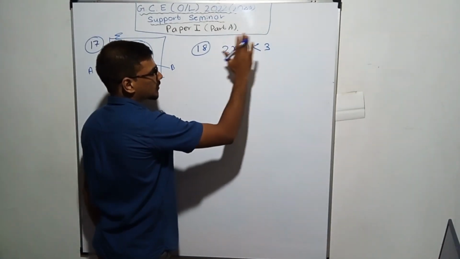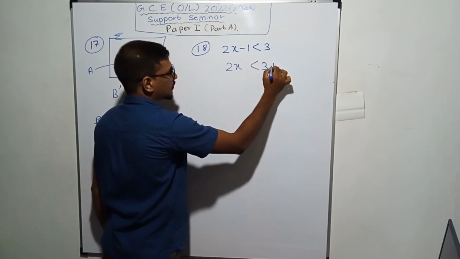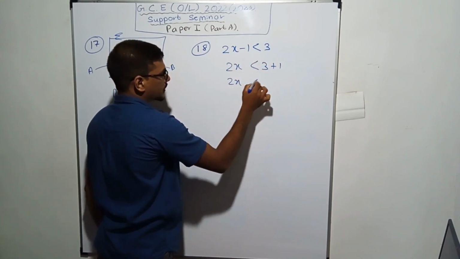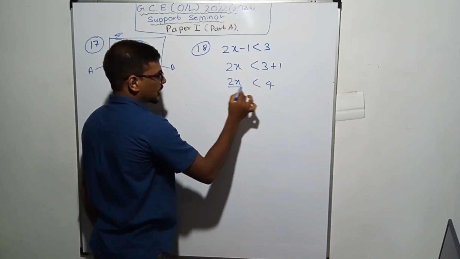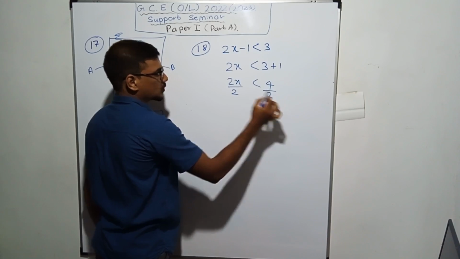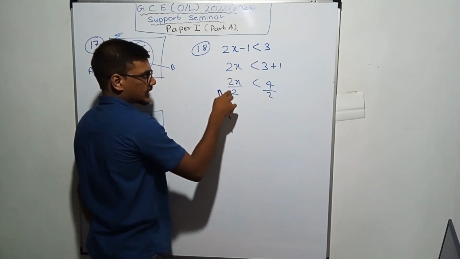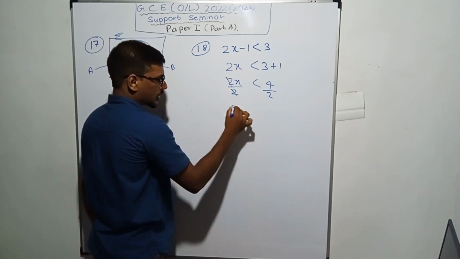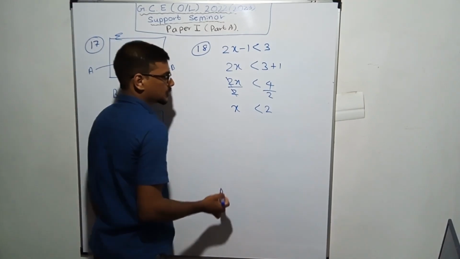Take the minus 1 to the other side. 2x will be 3 plus 1, 4. Then the next step: divide both sides by 2 in order to find the answer for x. This is 2 times x. Dividing by 2, x is less than or equal to 2.